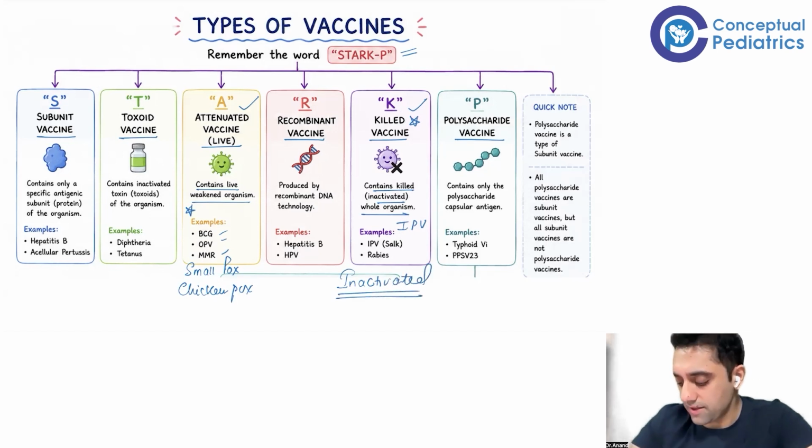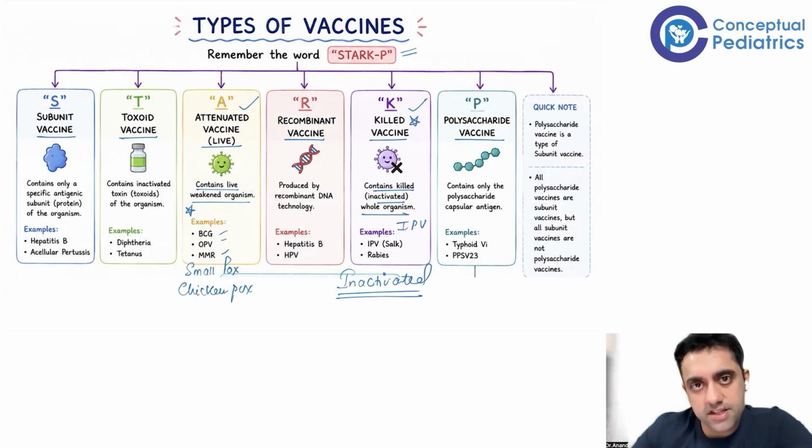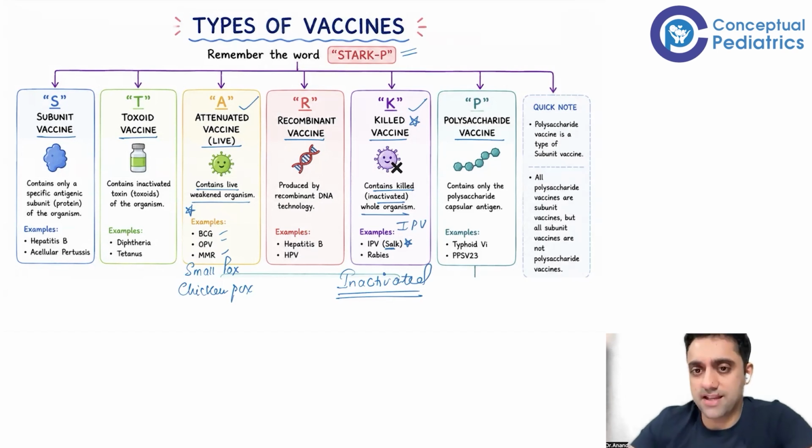A lot of students say IPV is the injectable polio vaccine. We give it by injection, but we don't call it the injectable polio vaccine. We say inactivated polio vaccine, which was discovered by Salk. The person who discovered it is Salk. That's also an exam question. So live vaccine and killed vaccine are done.